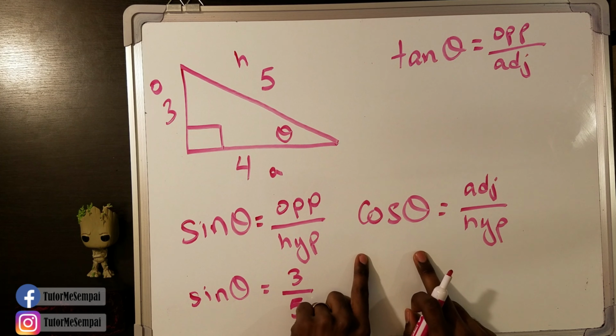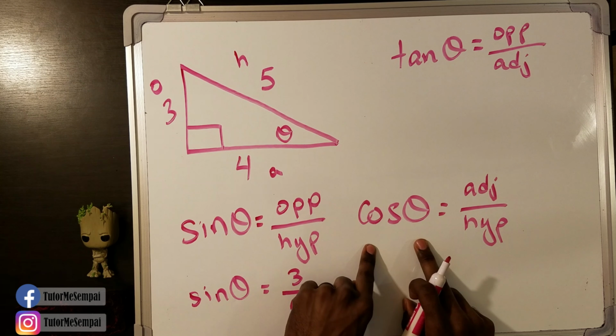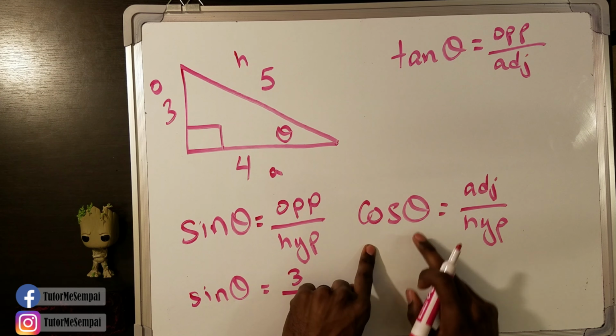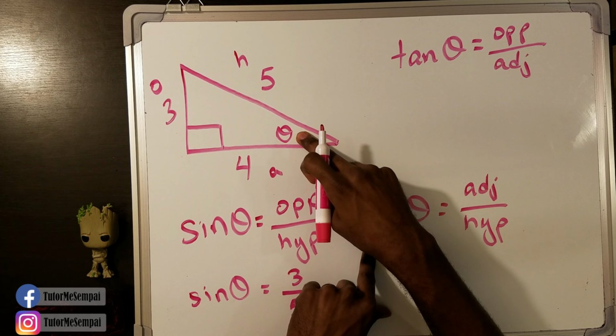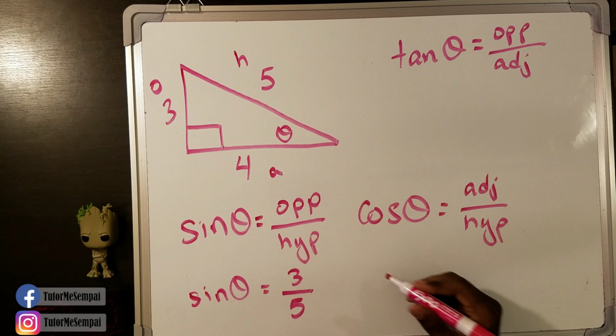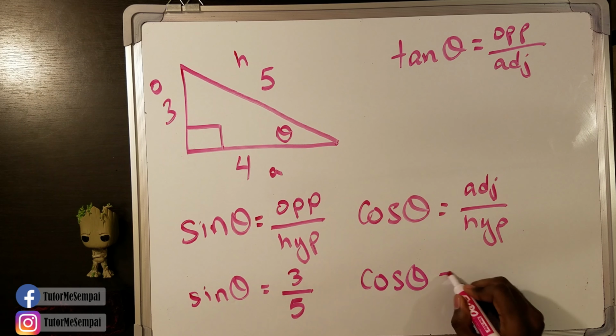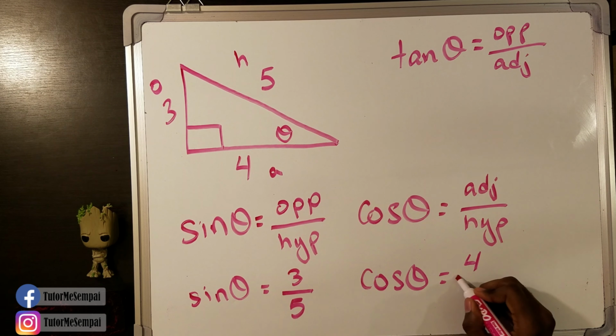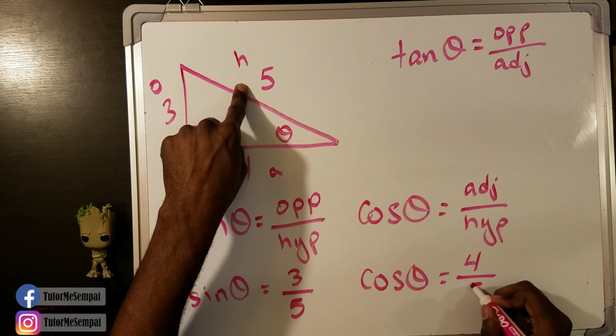How about cosine? Cosine is going to be adjacent over hypotenuse. Well, we're going to focus on theta again. And what's the side adjacent? That's going to be here, and that's going to be a 4. So we write this as cosine theta equals 4 over the same hypotenuse, 5.